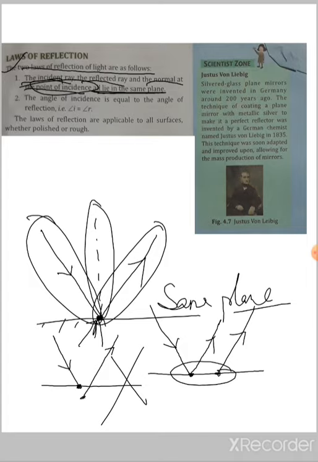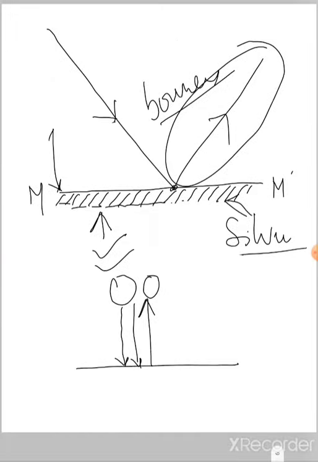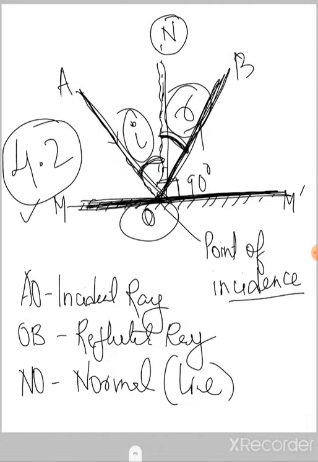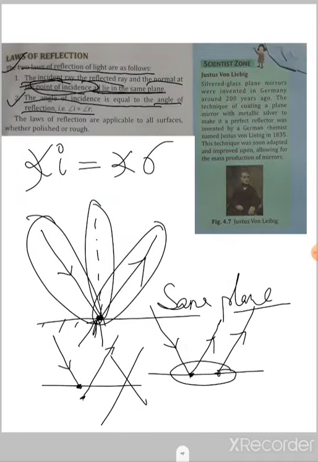All right. Now the second law says the angle of incidence is equal to the angle of reflection. That is, angle i equals angle r. Are you getting my point? See here, I have shown you this is my angle of incidence and angle of reflection. So when a ray of light strikes a surface, this is my normal, this is my reflected ray, your angle of incidence and this angle, the angle of reflection, are always equal. They are always equal. This is what the second law tells us.